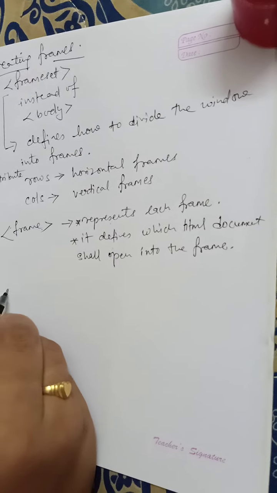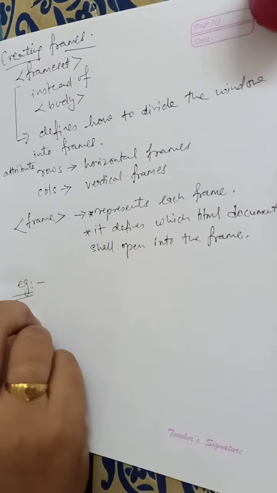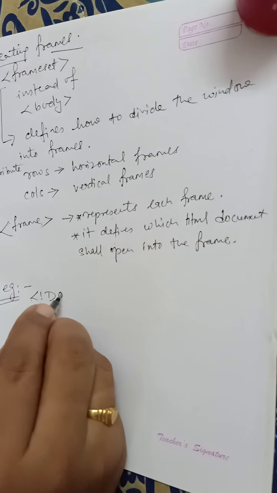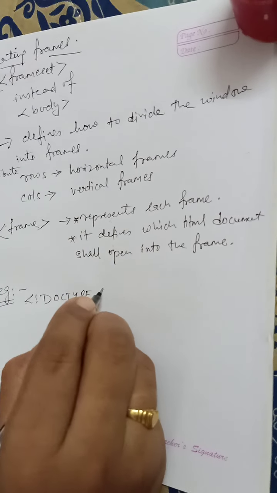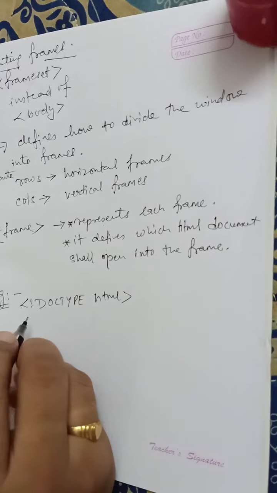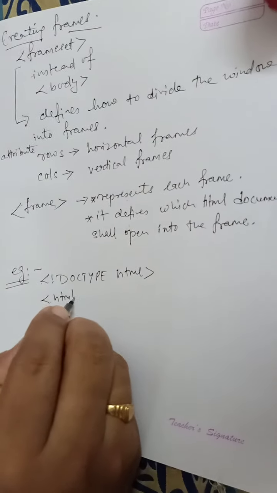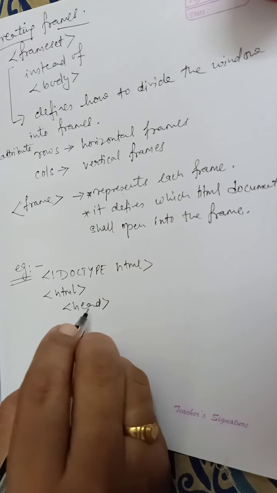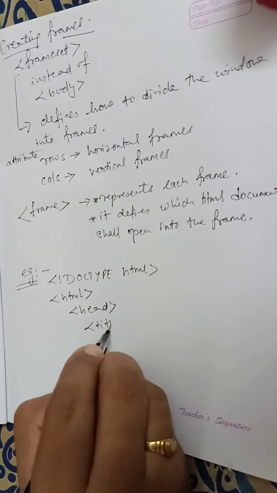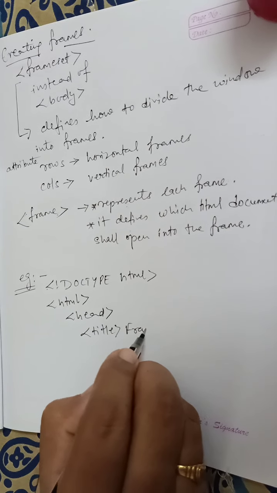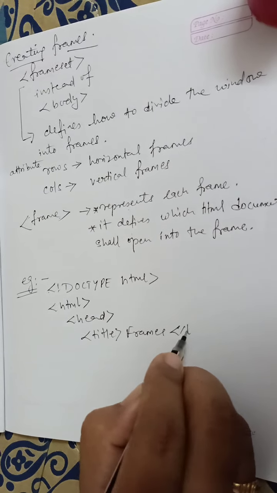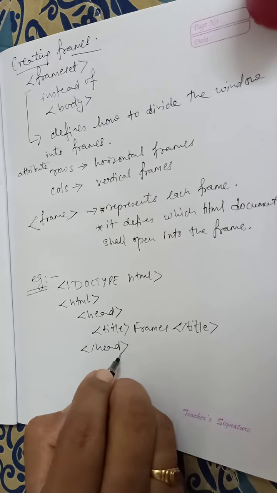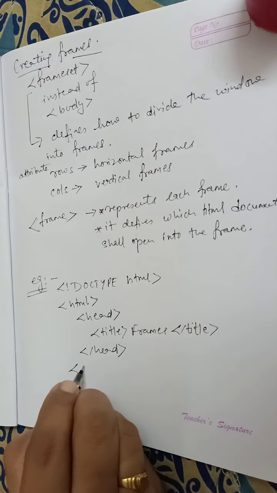Now let me give you an example. We write the doctype HTML. Then we start with the HTML tag, then in the head portion we write the title, suppose I am giving frames. Then I end the head tag.